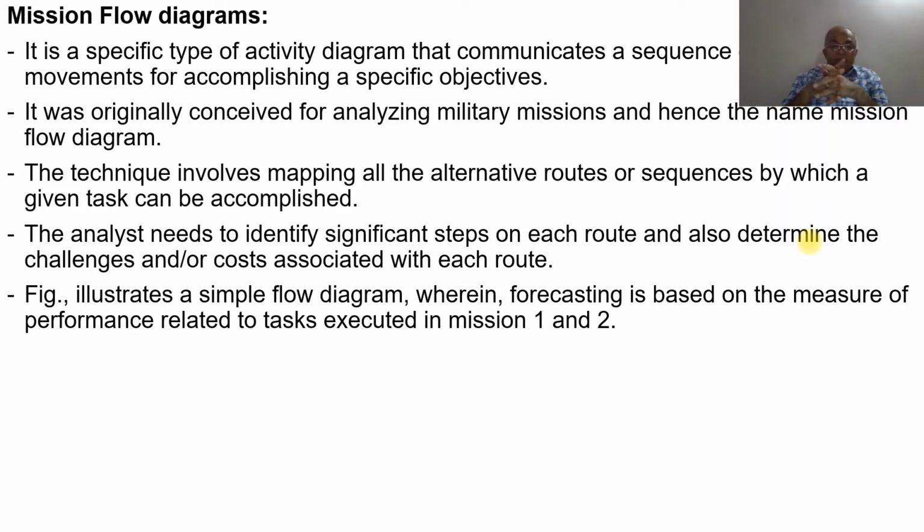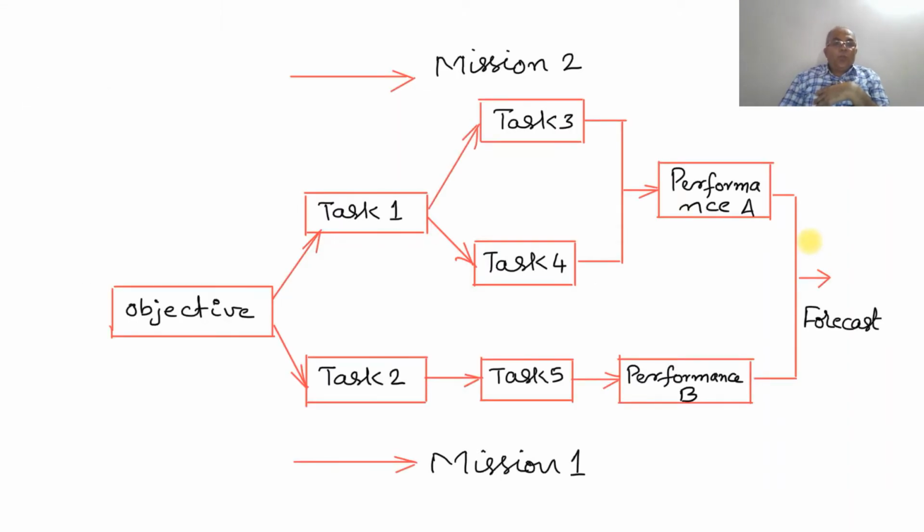The figure illustrates a simple flow diagram wherein forecasting is based on the measure of performance related to two tasks executed in mission 1 and mission 2. So here we have the objective, and we have task 1 and task 2. These are the two different activities being performed. Task 1 is further divided into task 3 and task 4, and these two are combined together to make performance A.